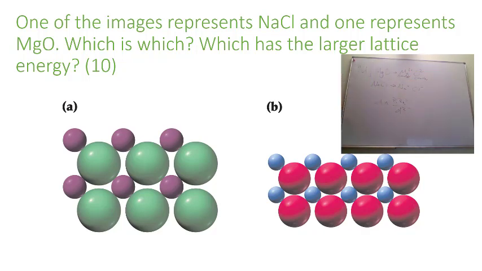So whichever picture has the smaller particles is going to be the magnesium oxide. Whichever one has the larger particles is going to be the sodium chloride. So because of that, we can say that A is sodium chloride and B is magnesium oxide.